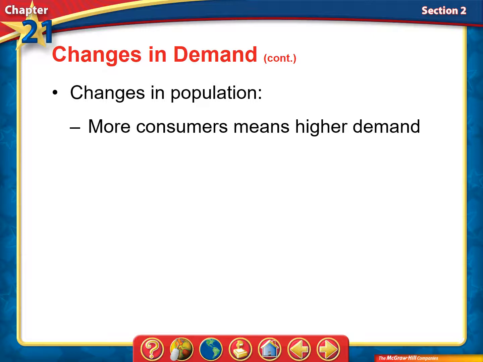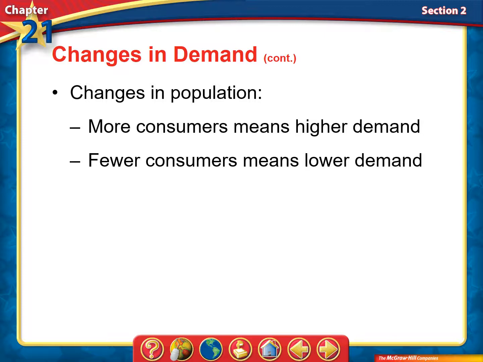Same with gasoline. Population of nations affects demand and gas prices. When more people in China are driving, the price of gas goes up. When the global economy goes down, the price of gas goes down because demand goes down. Fewer consumers means lower demand.